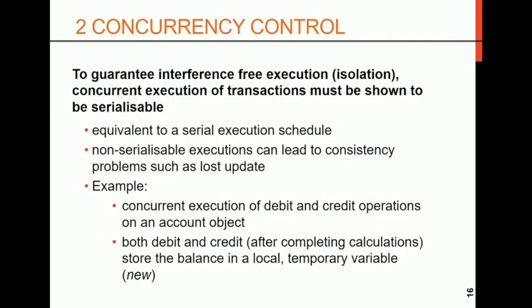Looking more deeply at concurrency control, and the property of isolation that we talked about, operations or transactions need to be shown to be serializable. Serializable means that they follow one after the other. If you have multiple operations that appear to happen at the same time, and you want them to operate as part of transactions, they need to be serializable, which means that they don't happen at the same time, they happen one after the other. Non-serializable executions can, as we said, result in consistency problems. There's an example of this on the next slide.